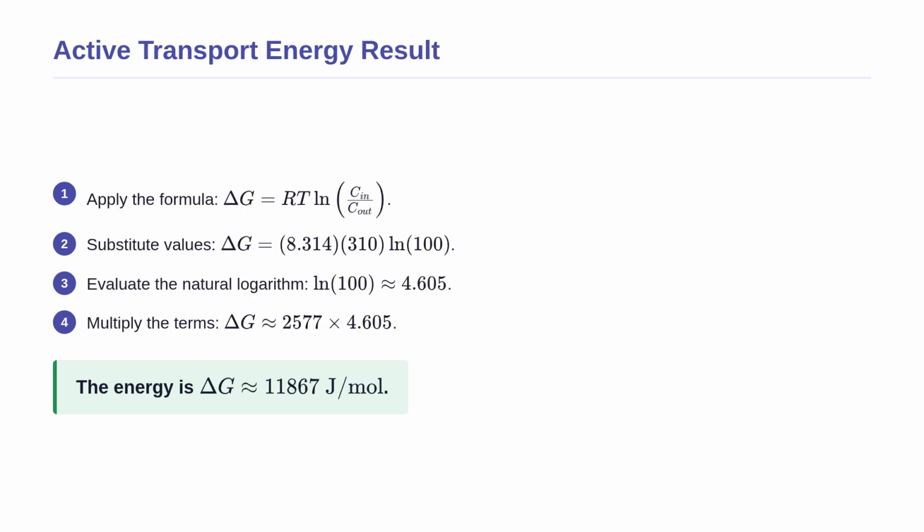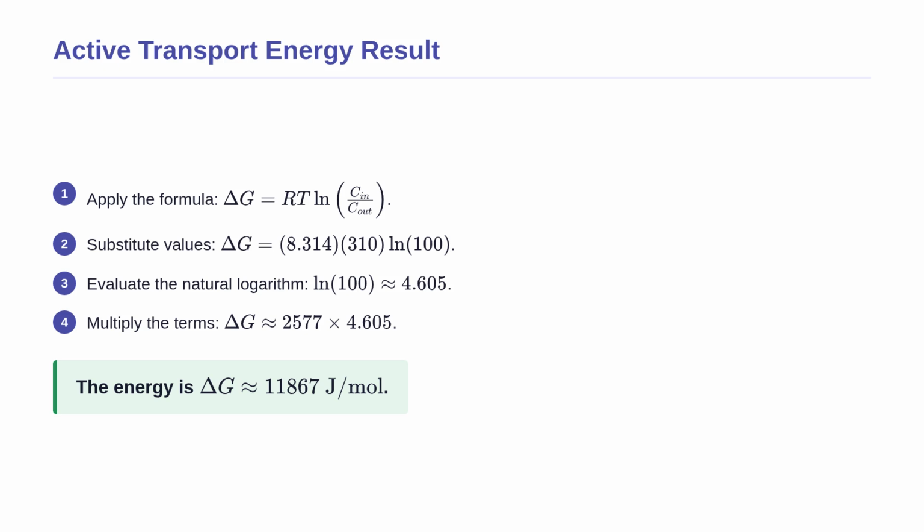With our ratio calculated, we can now find the total energy requirement. We substitute the gas constant, the temperature, and our ratio of 100 into the Gibbs free energy equation. Next, we evaluate the natural logarithm of 100, which is approximately 4.605. We are now ready to multiply these three values together. This multiplication converts our abstract ratio into a concrete energy value. After multiplying, we get a final result of approximately 11,867 joules per mole.